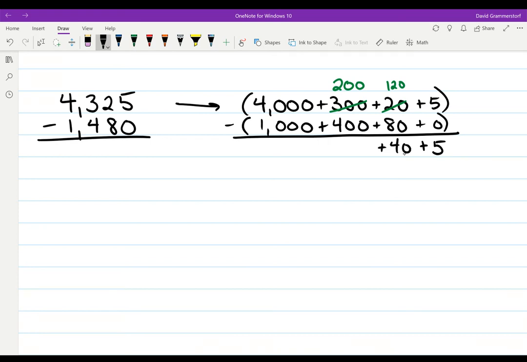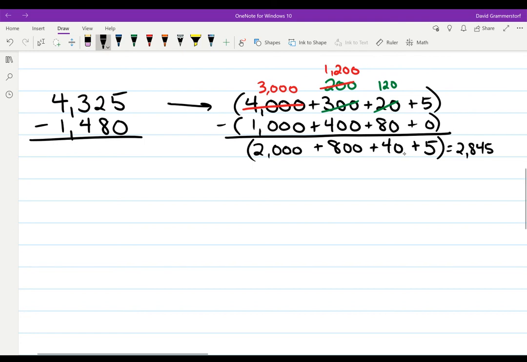Whoop. We have to regroup again. 200 minus 400 is not going to work. So I'm going to take 1,000 away from the thousands column and add it to my hundreds. 1,200 minus 400 is 800. The thousands column is easy. 3,000 minus 1,000 is 2,000. So my answer is 2,845. I'll do that very quickly in standard form as well for you, just so you can compare.